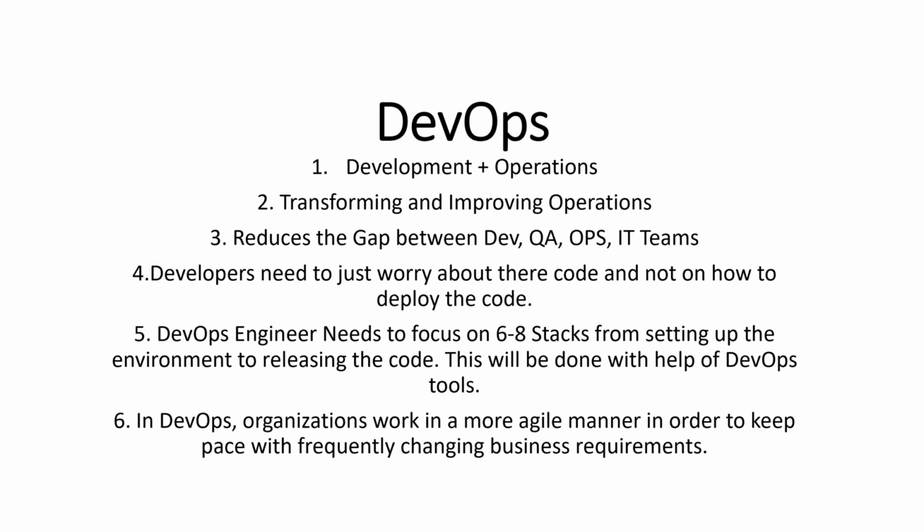Like I said in the third point, it reduces the gap between dev, QA, operations, and IT teams. So DevOps is like a 24 into 7 job in which you will know each and everything, but not in detail. But yeah, you will be responsible for releasing the code to every environment, and for pushing the code to the live environment in an effective way, without any errors.